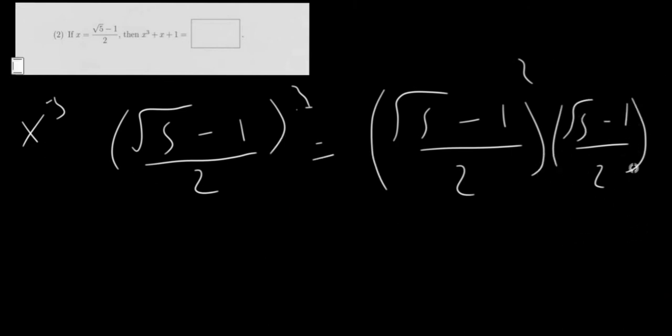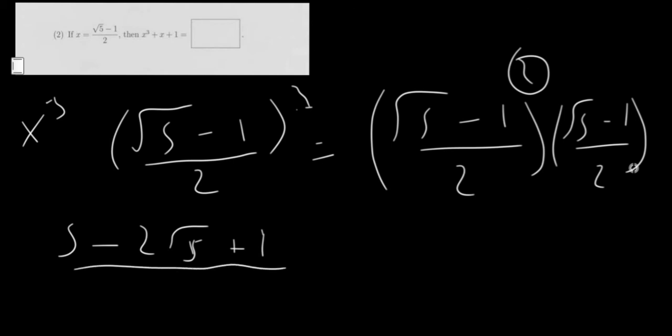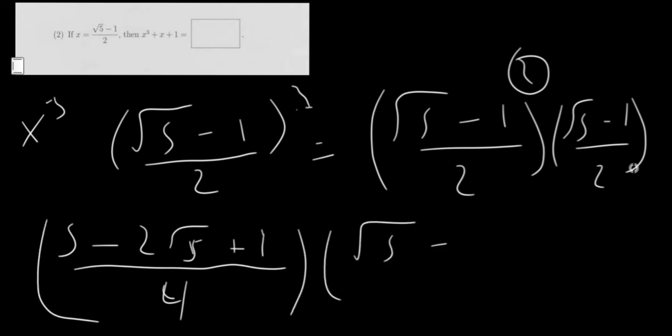Okay, so let's take this part squared. So the square root of the first, 5, minus 2 multiplied by the second, using the formula for the perfect square, and the square root of the second term, 1, squared, and divided by 2 squared is 4. So all this multiplied by the square root of 5 minus 1 divided by 2.